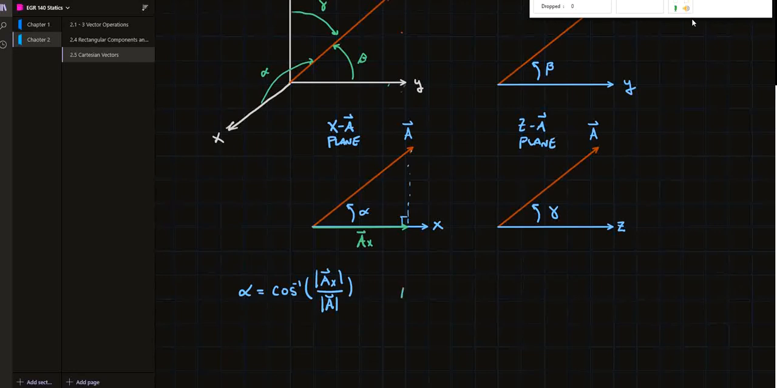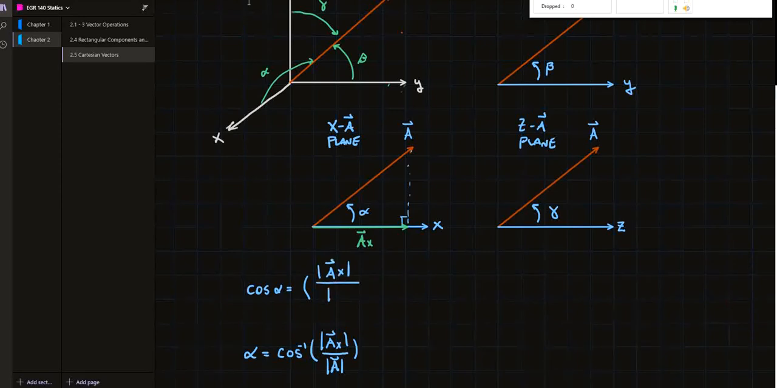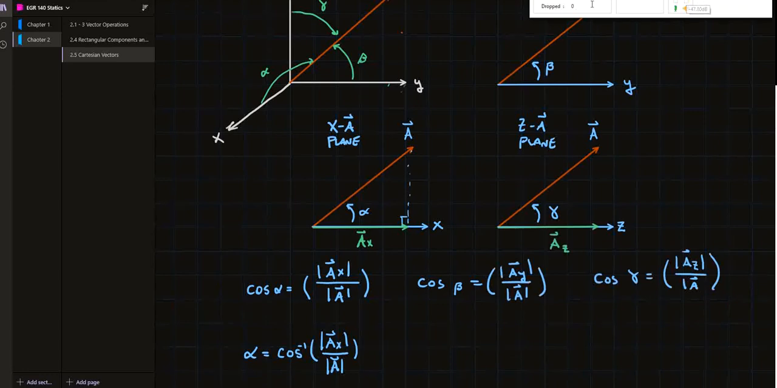And likewise, we can have beta equals the inverse cosine of... actually, to make this a little easier, why don't I do an intermediate step here and just say the cosine of alpha equals the magnitude of the component of A in the x direction over the magnitude of A, and the cosine of beta equals the magnitude of Ay over A, and the cosine of gamma equals the magnitude of Az over A.